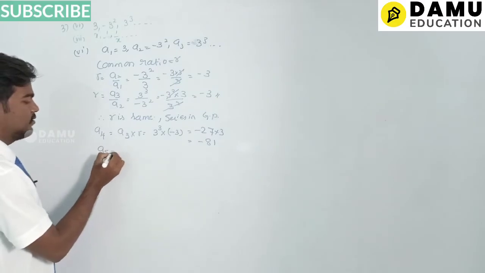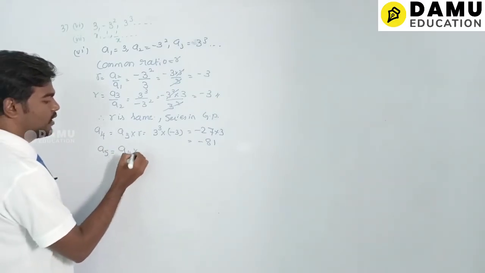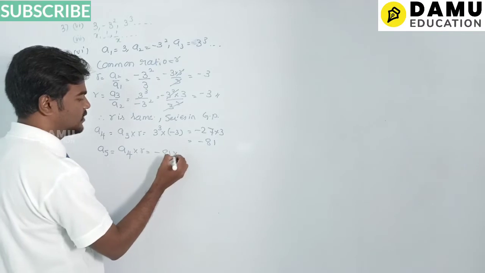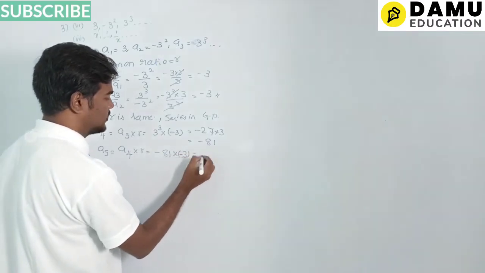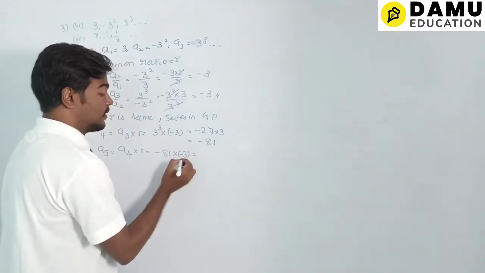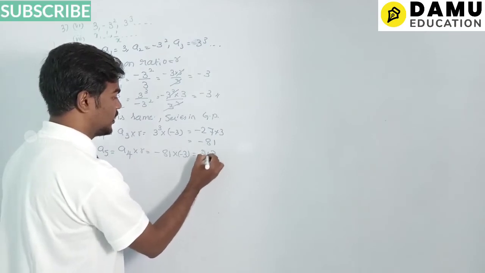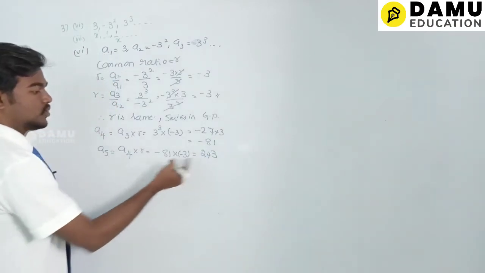Then what is A5? A5 will be equal to A4 into R, that is minus 81 into R, which is minus 3. So the minus will cancel, plus 3 ones are 3, 243. So this is the case.